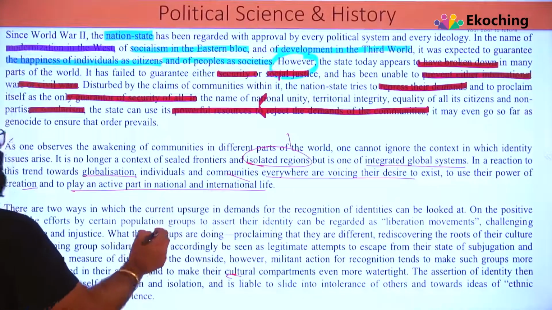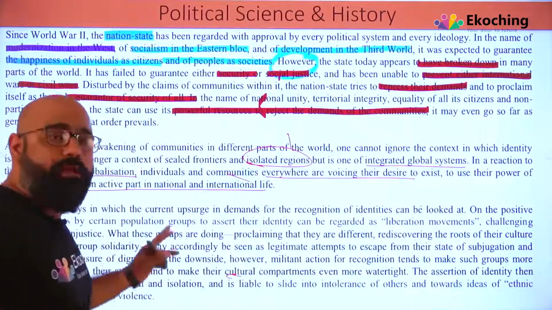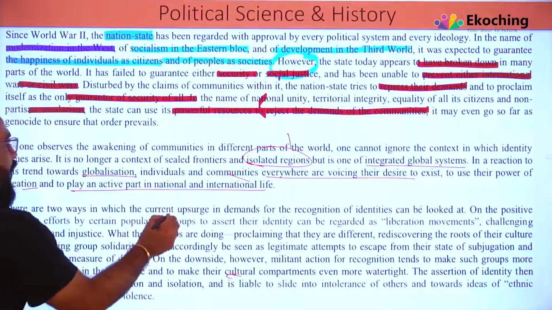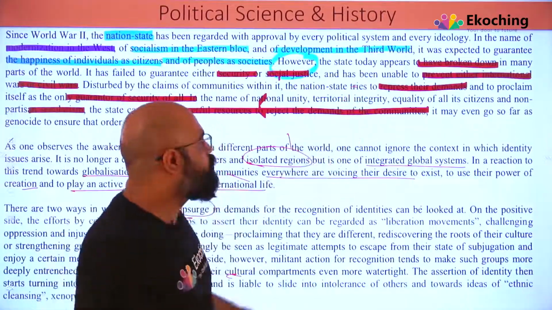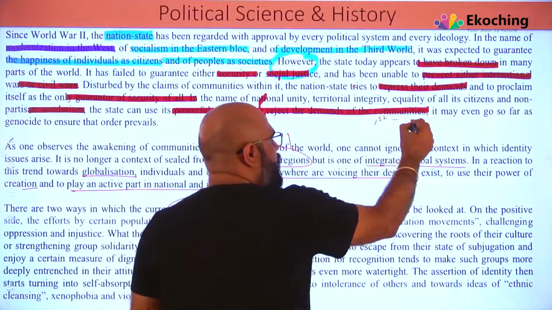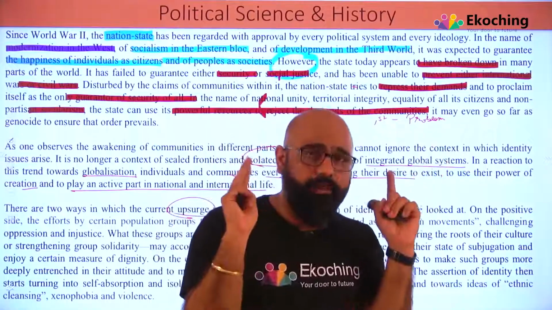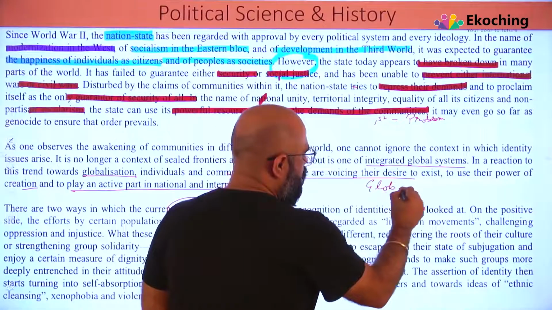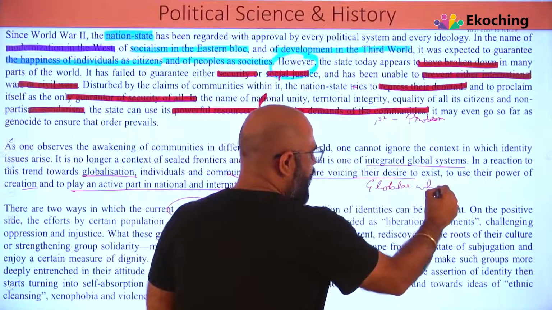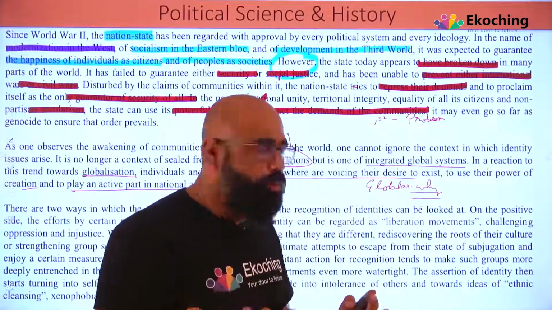There are two ways in which the current upsurge in demands for the recognition of identities can be looked at. And now what they are talking about, that why the upsurge. So first, there is a problem. So in the first paragraph, they are talking about there is a problem. There is a problem of the communities. Why is the problem? Because of globalization. And now why is it surging up?